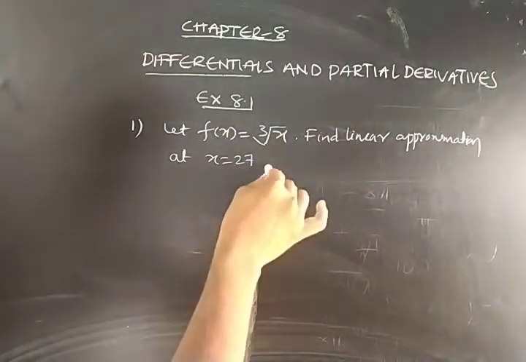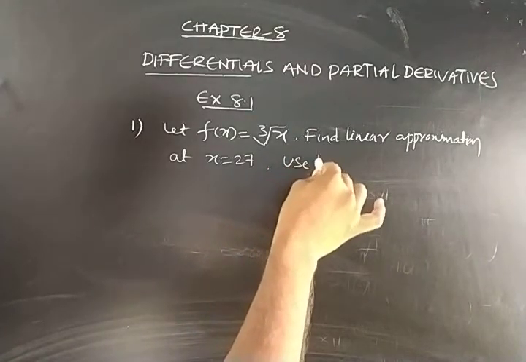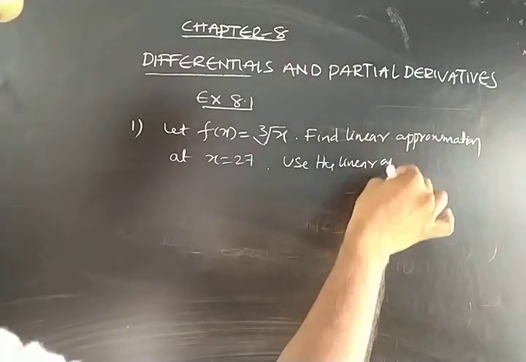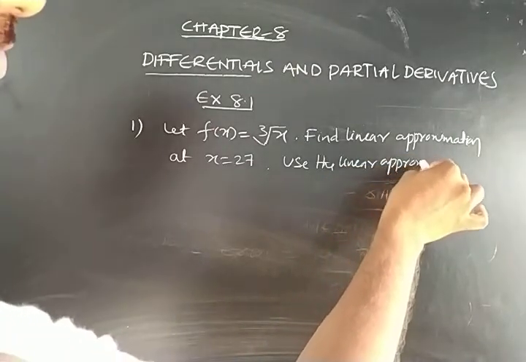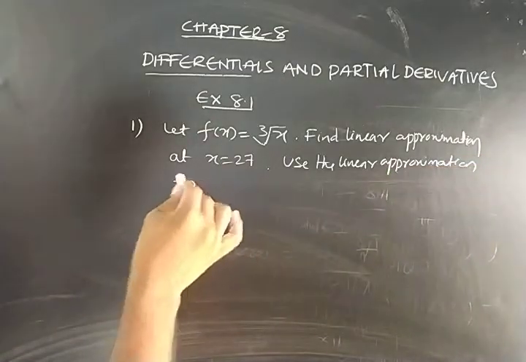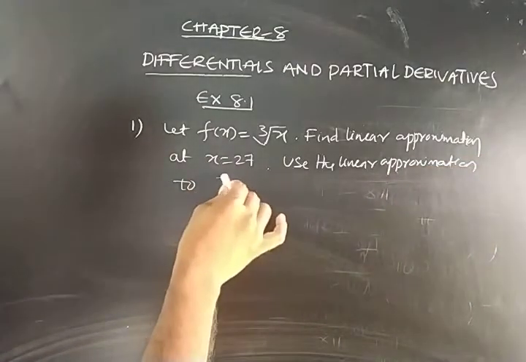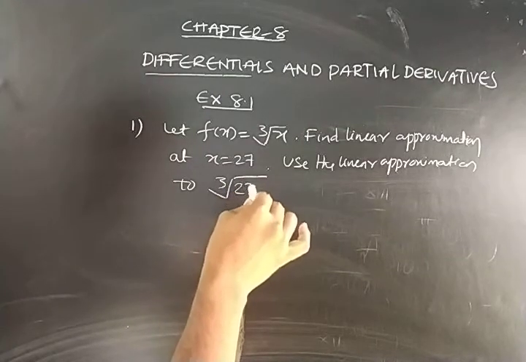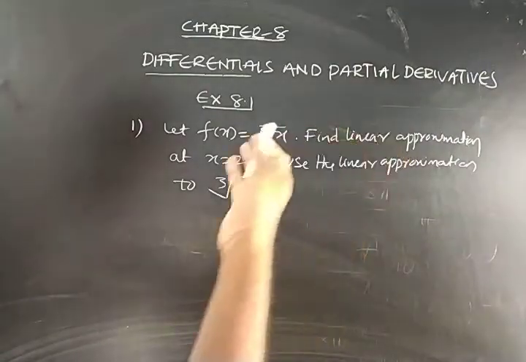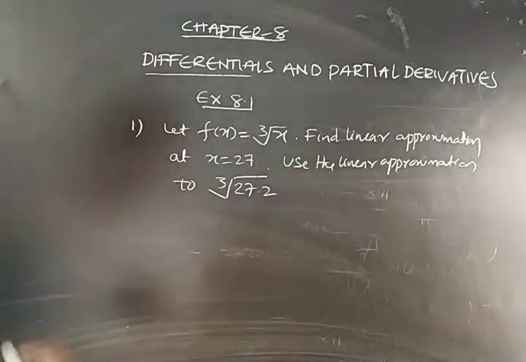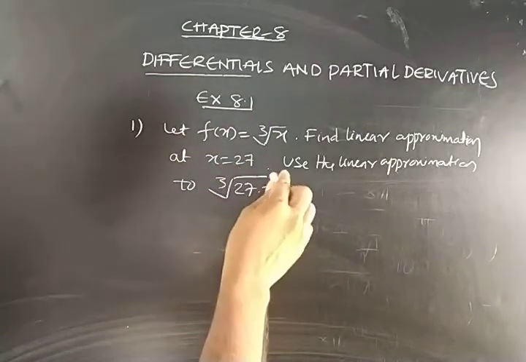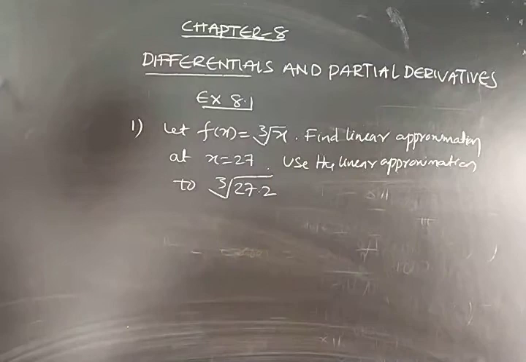Use the linear approximation to find the cube root of 27.2. So first of all, we have to find the linear approximation at x equal to 27. Using that linear approximation, we have to calculate this value, cube root of 27.2.